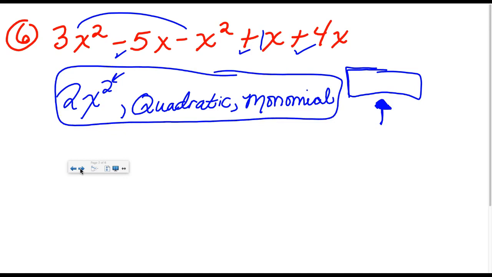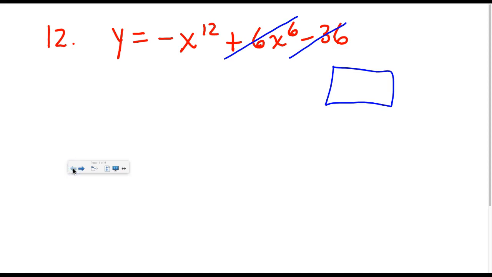But had it been maybe 3x to the third plus 2x minus 1, now I have a cubic, 1, 2, 3, trinomial. And again, if you don't know the names of those, there's a chart in your note packet that was given to you. Next one up, number 12.